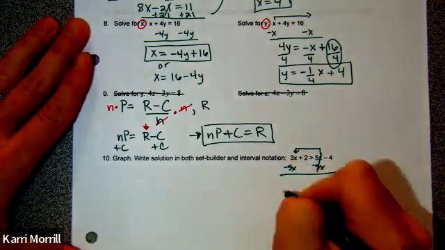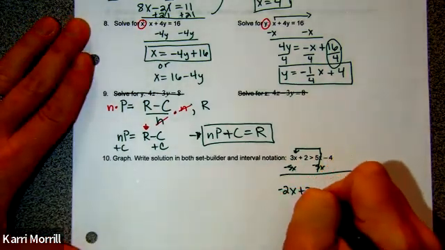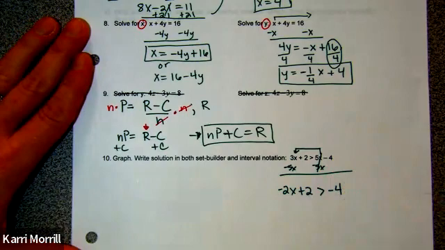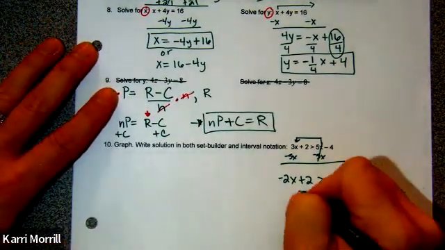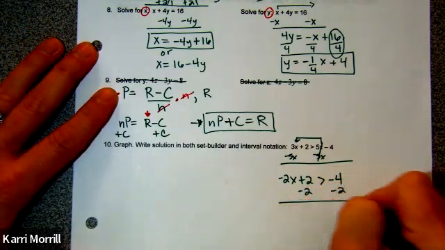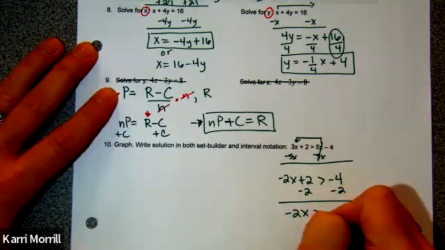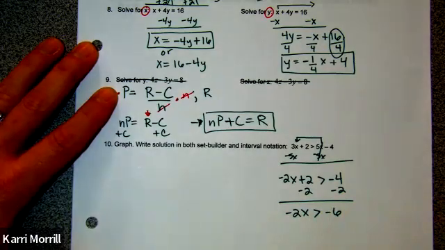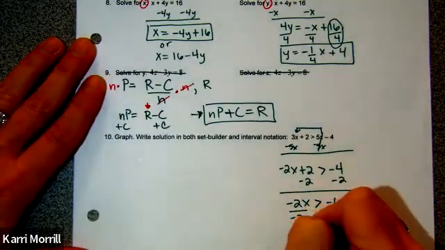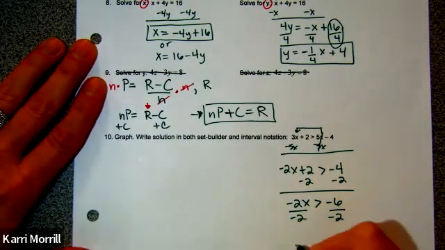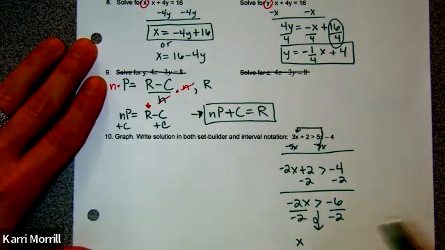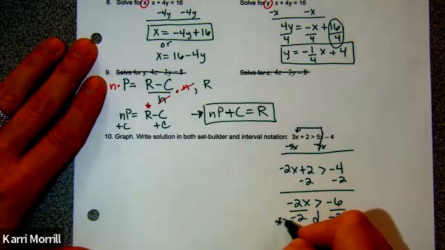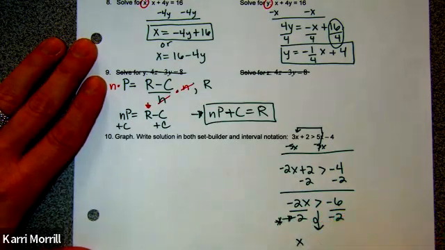So I subtract 5x, so I have negative 2x plus 2 is greater than negative 4. We're going to subtract 2 from both sides, so I have negative 2x is greater than negative 6. Divide by negative 2, so x is, I have to flip that sign because of the negative right here. You're dividing by a negative, so it would be less than positive 3.